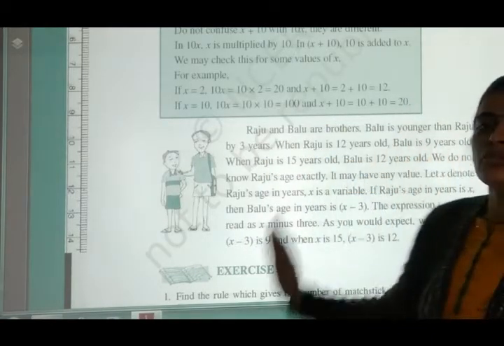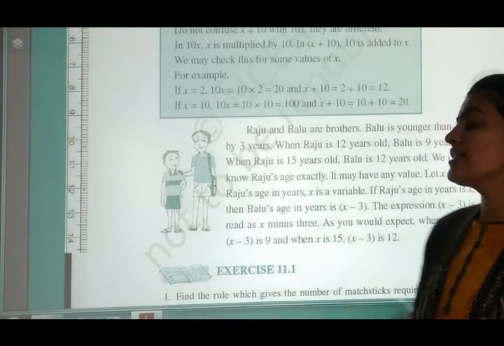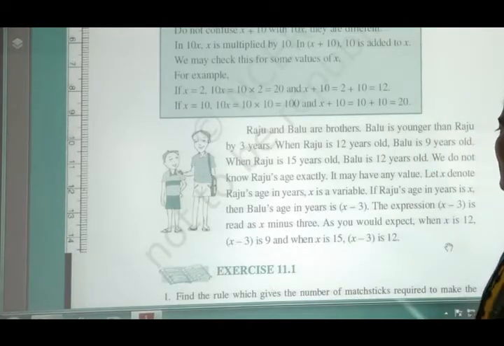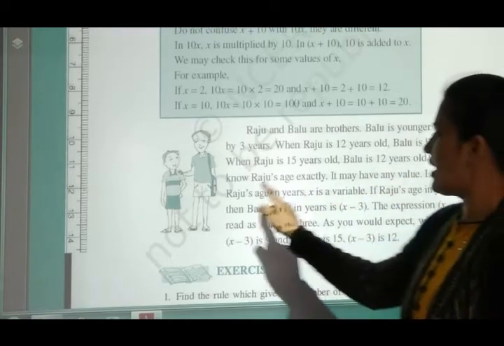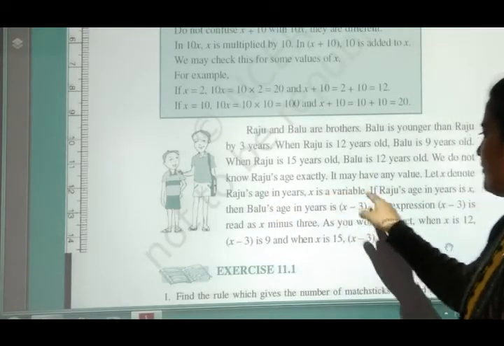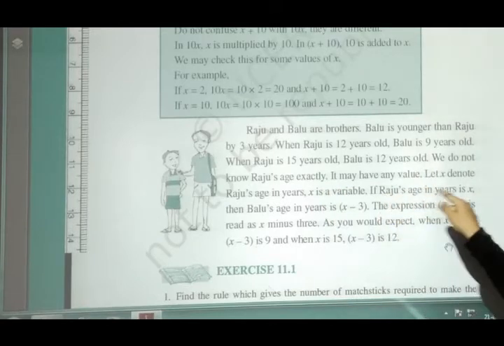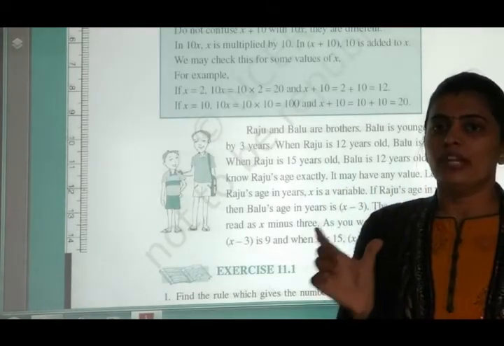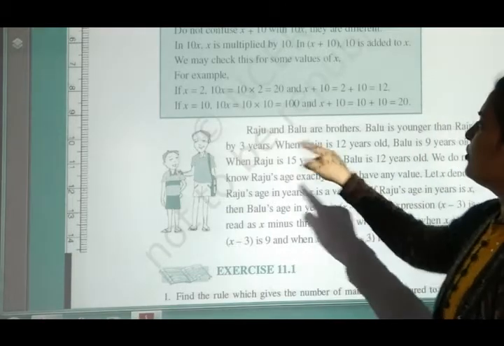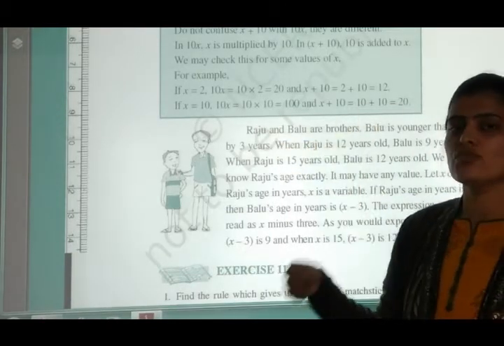Now here we don't know Raju's age. So we suppose that it is X. So it may have any value. Let X denote Raju's age in years. X is a variable. Raju's age in years is X. Now we want to form the formula. Then what will we do? We don't know Raju's age.